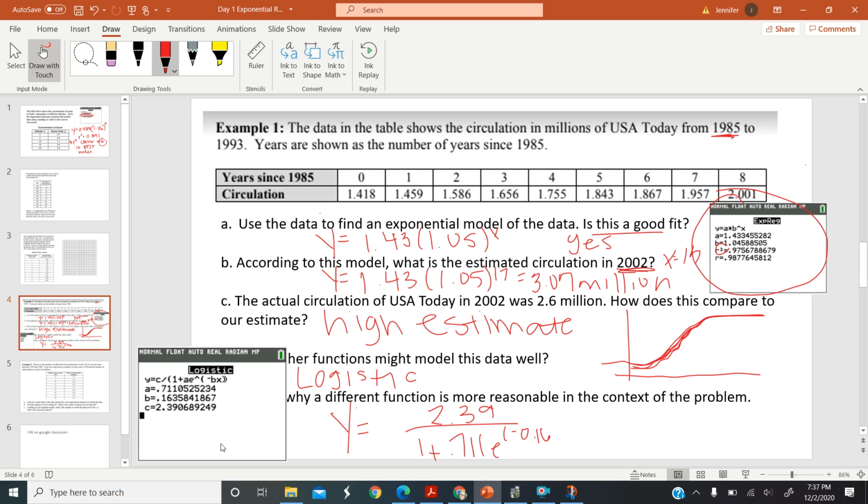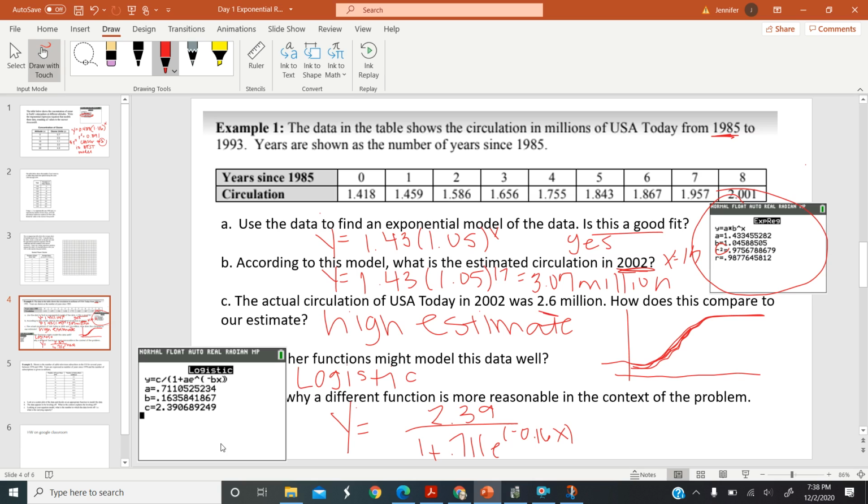Okay, so negative 0.16 times x. You may not remember that much about these, I'm not sure. But it's showing you that the carrying capacity, which would be the most number or the highest circulation, would be like 2.39 million. Obviously, that's not exactly accurate because in 2002 it tells you it's 2.6 million.